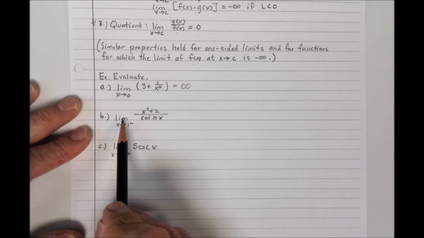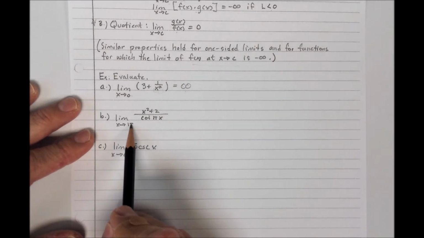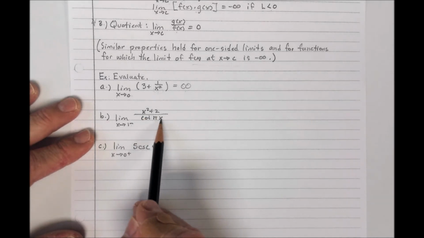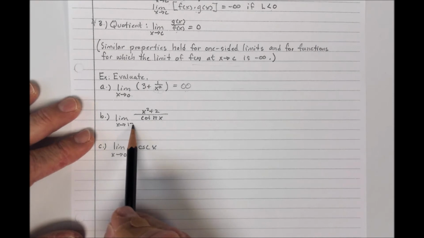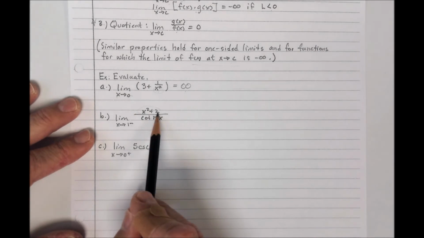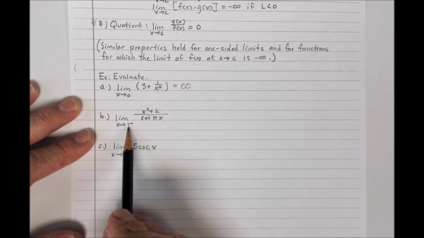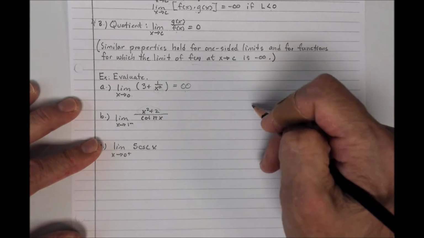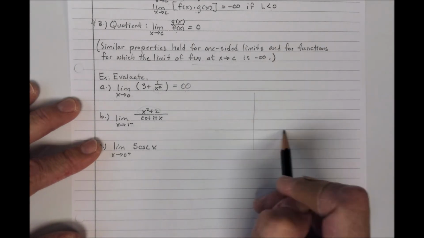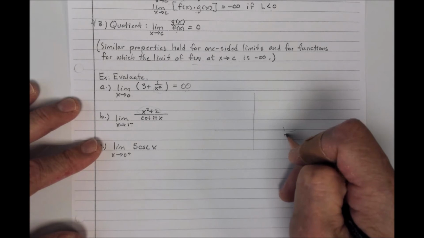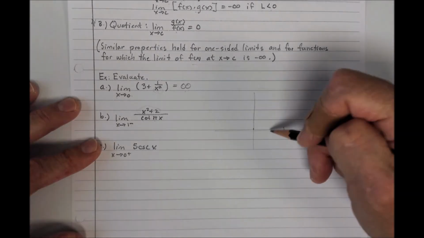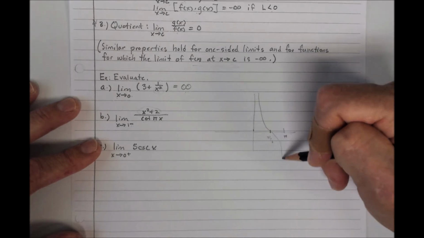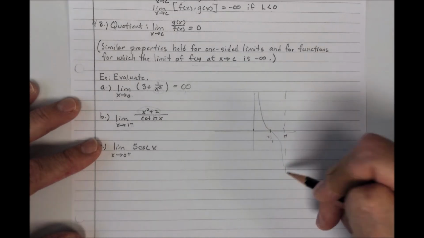Here, the limit as x approaches 1 from the left side of x squared plus 2 all over the cotangent of pi x. Now as x approaches 1 from the left side, the numerator, 1 squared plus 2, is going to go to 3. But as x approaches 1 from the left side, that would be like 0.9, 0.99, and so on. Remember what happens here at cotangent. Here's pi and here's 0. The cotangent, this is pi over 2, kind of does something like this, where I have a vertical asymptote there, I have a vertical asymptote there.